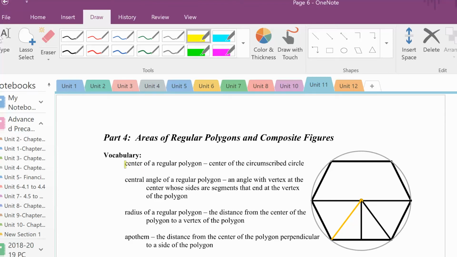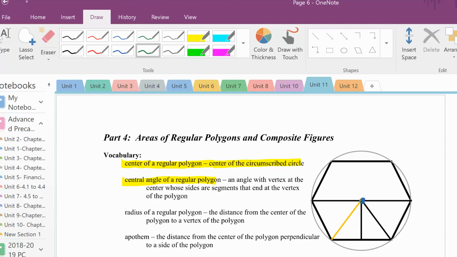Couple of key terms. The center of a regular polygon is the center of the circumscribed circle, meaning if you put a circle around the polygon. So this right here would be the center of the regular polygon. The central angle of a regular polygon is an angle with the vertex at the center whose sides are segments that end at the vertex of the polygon. So notice the central angle would be those two sides.